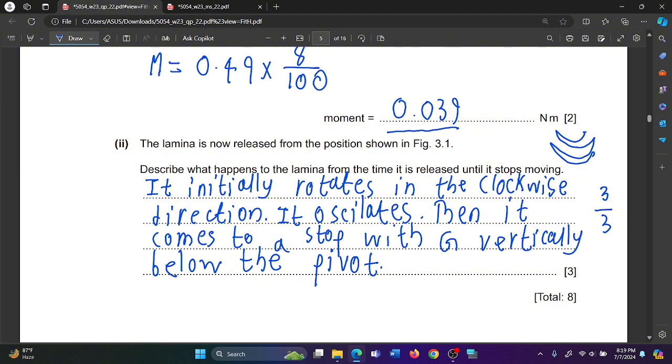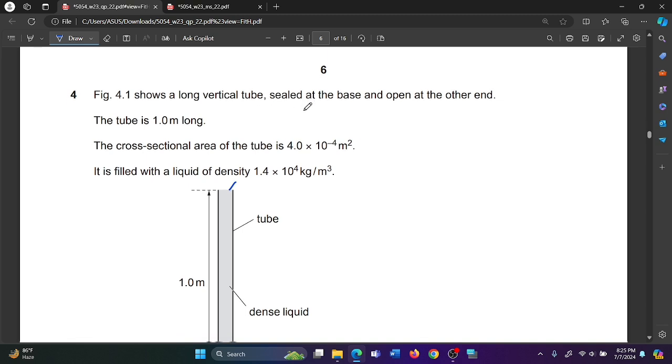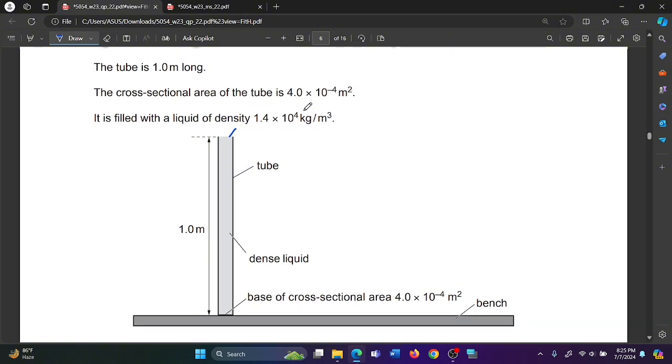So let's move on to the next question. That is part question. So question 4 says that figure 4.1 shows a long vertical tube sealed at the base and open at the other end. The tube is 1 meter long. So let's look at the tube.